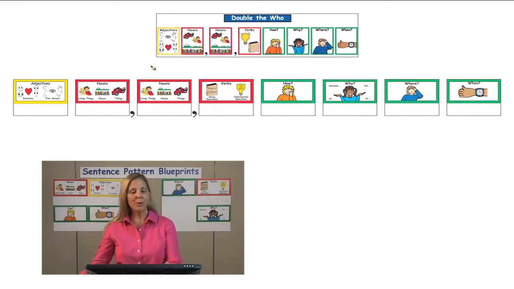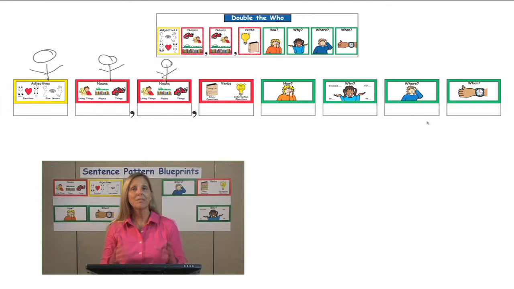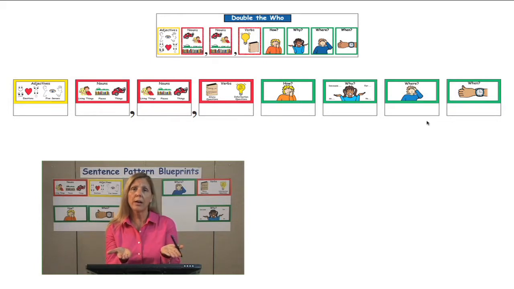We have our double the who recipe, we have our cards out, or you could have individual students who stand up in the front of the class holding on to each one of the cards. The first thing we have to ask is, what kind of sentence do we want to write? For information or a story, a narrative? Let's write a double the who sentence for a story.